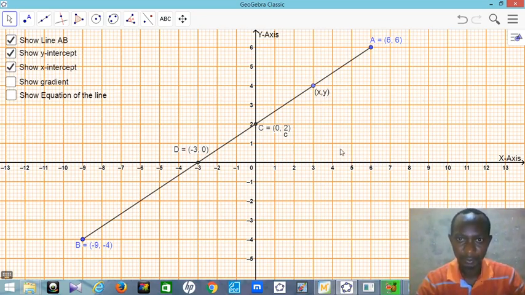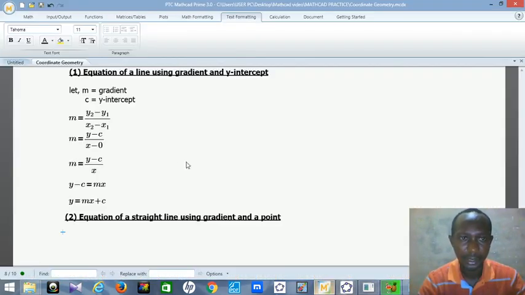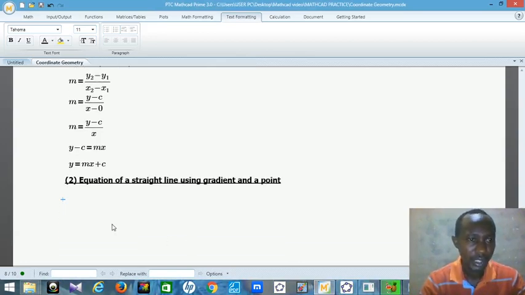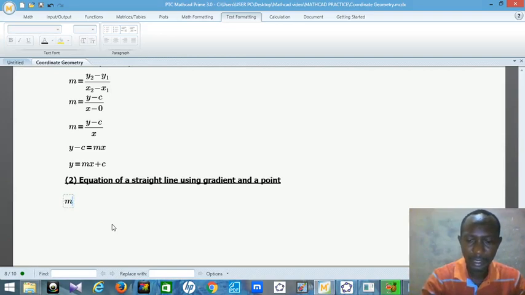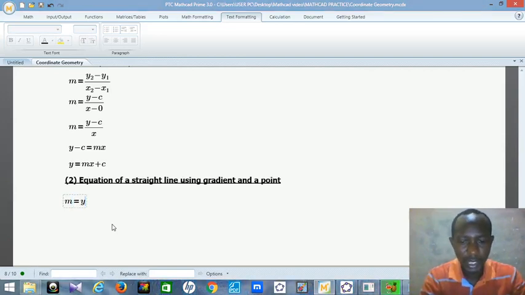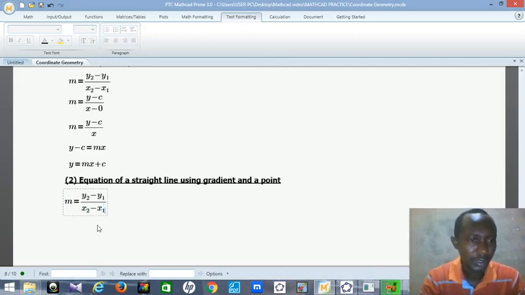Let's derive the formula. If I use this point as the point that is given, with x and y as the coordinates of the point, then the gradient is known. And what is the gradient? Remember, this is the formula for gradient: m is equal to y2 minus y1 divided by x2 minus x1.